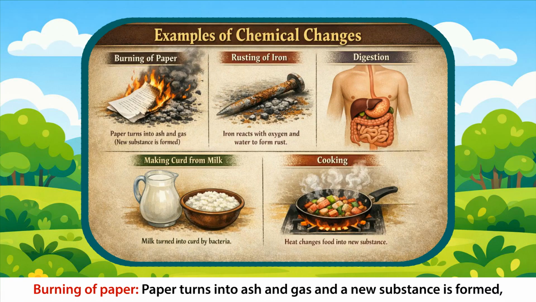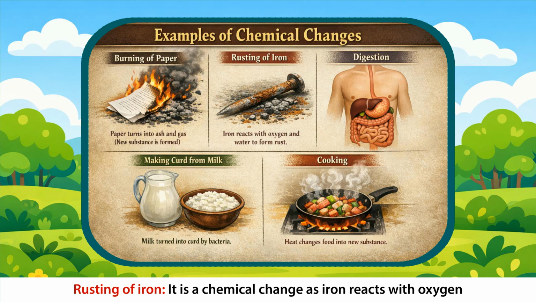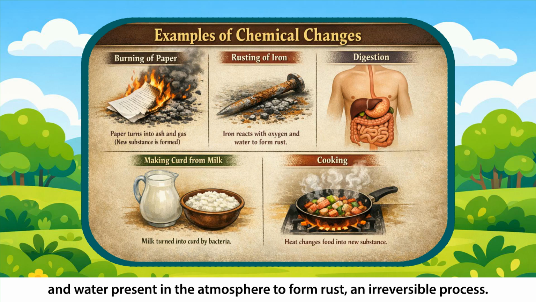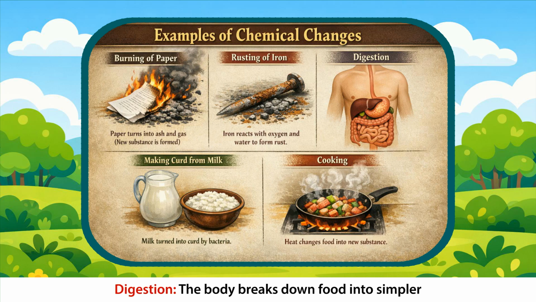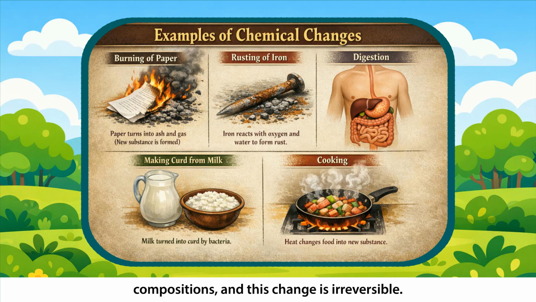Examples: burning of paper. Paper turns into ash and gas and a new substance is formed, so it is a chemical change. Rusting of iron. It is a chemical change as iron reacts with oxygen and water present in the atmosphere to form rust, an irreversible process. Digestion. The body breaks down food into simpler and absorbable form using enzymes and chemicals. Making curd from milk. Bacteria convert milk into curd by changing its chemical composition. Cooking. Heat changes the food into new substances with different chemical compositions, and this change is irreversible.